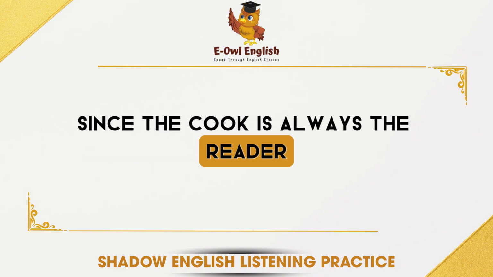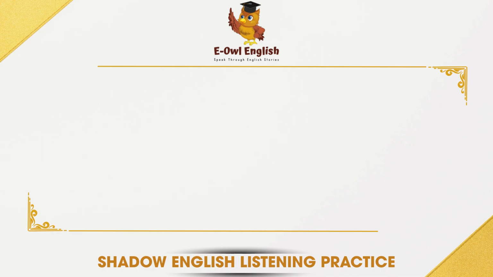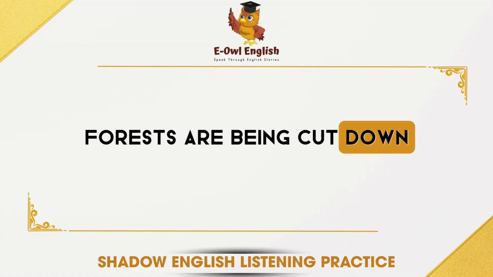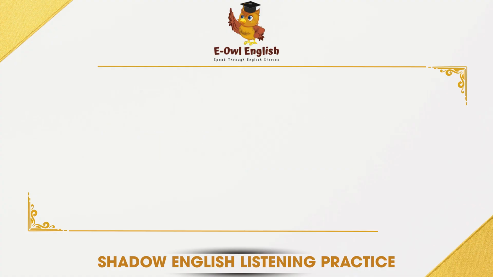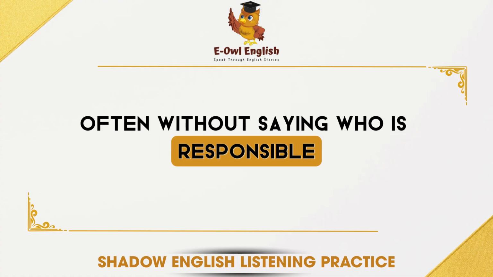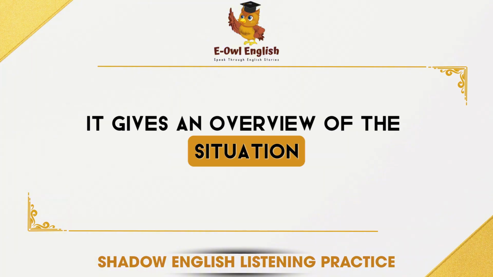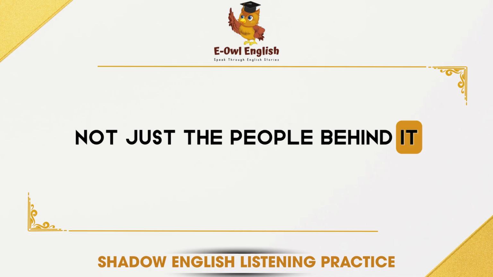Since the cook is always the reader, you'll also find passive voice in environmental or social reports. Forests are being cut down, or laws have been passed to protect wildlife. These sentences tell what is happening, often without saying who is responsible. It gives an overview of the situation and lets readers focus on the issue, not just the people behind it.